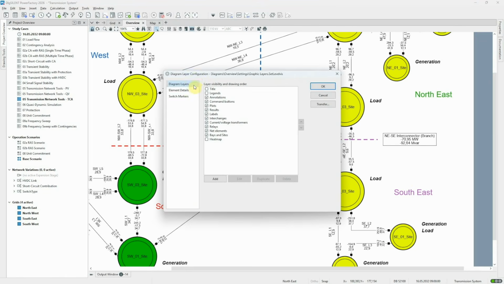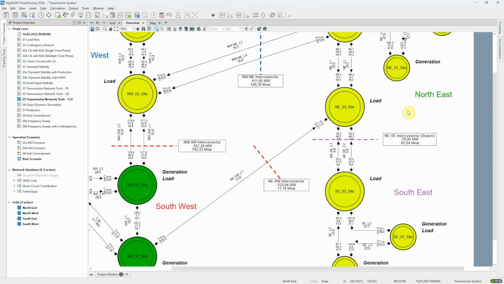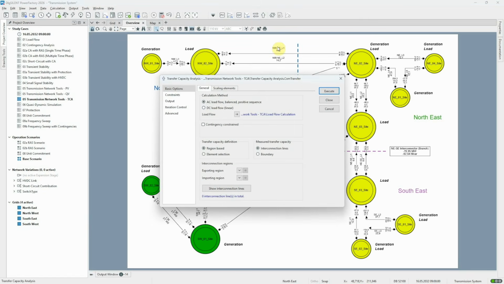Opening the Layers Configuration dialog, we can use this option to see the direction of active power flow more easily. We see that power is being exported from the southeast. In the Transmission Network Tools toolbox, this icon can be used to set up the transfer capacity analysis.